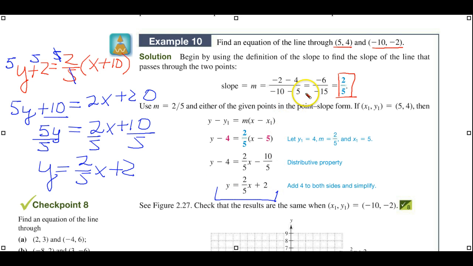Now notice they use the other set of coordinates. It doesn't make a difference which set you use. And the idea, they didn't get rid of the fractions. I like that idea. For those of you who want to stay away from fractions a little, this is the way to do it from an earlier lesson.